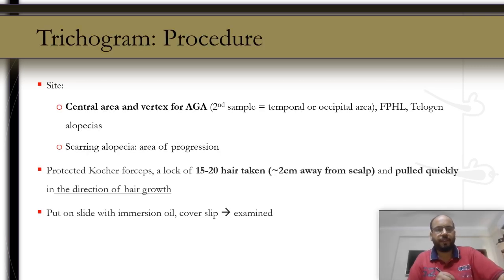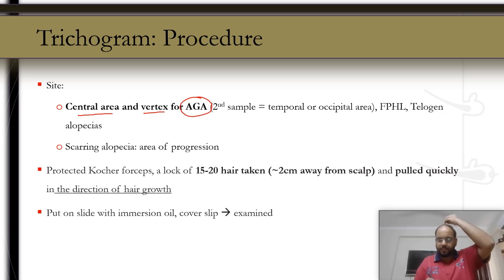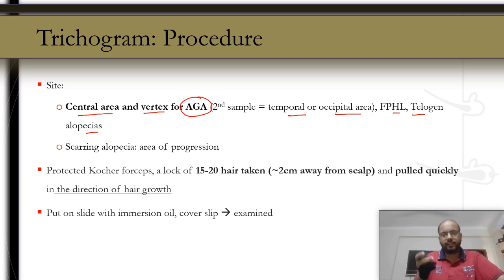Let's come to the procedure of trichogram. The site which is usually taken for trichogram is the central area and the vertex for androgenetic alopecia. So most of the time you take from the vertex, from the center, the crown part. If you need a second sample, you can get it from the temporal or the occipital area. For other conditions, for example female pattern hair loss or telogen alopecias, you can take it from different areas which you want to examine.